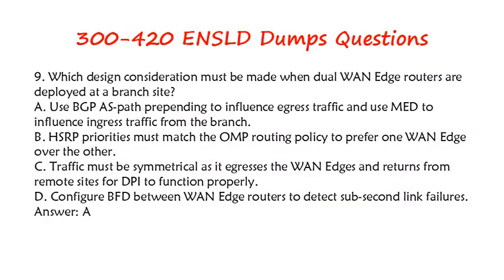9. Which design consideration must be made when dual WAN edge routers are deployed at a branch site? A. Use BGP as path prepending to influence egress traffic and use MED to influence ingress traffic from the branch. B. HSRP priorities must match the OMP routing policy to prefer one WAN edge over the other.